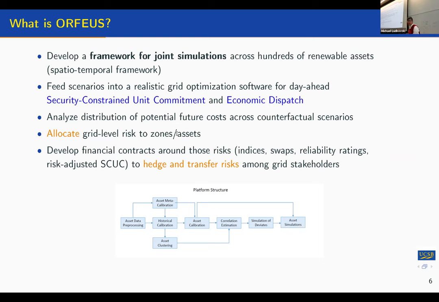So this platform structure is just explaining how the simulation is going to work. I'm not going to go through each of the pieces. The point is there are multiple modules, and so this whole procedure is highly non-trivial, both in terms of the different statistical pieces that have to fit together, but also in terms of digesting all the data, and then multiple layers of collaboration have to happen.